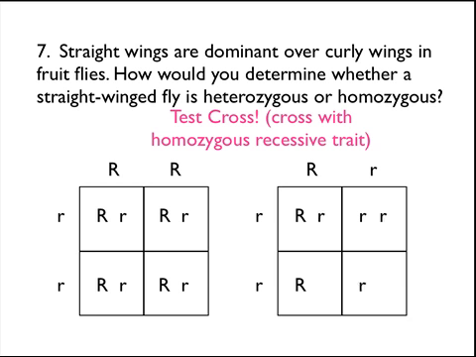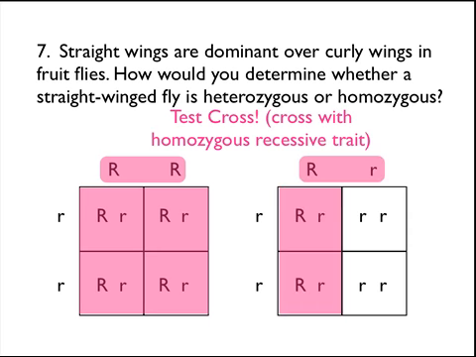What we'll see in their offspring is that half of them actually have the recessive trait. So again, a dominant one is being tested over here, and we should see all straight-winged flies, and for the heterozygous one, we should see half straight-winged flies and half curly-winged flies. So a test cross will show us what the genotype of the parent really is.